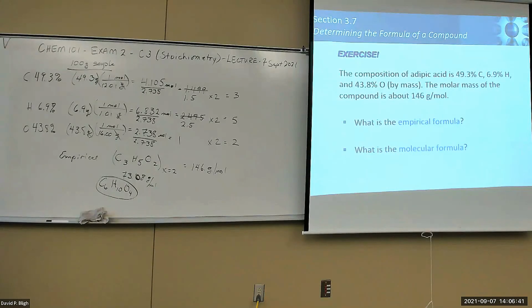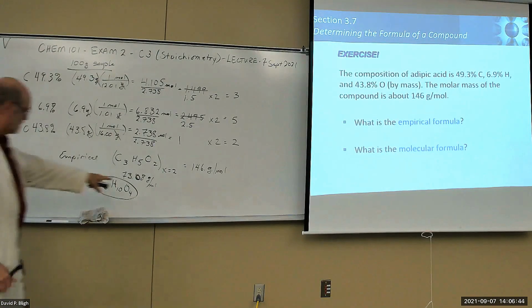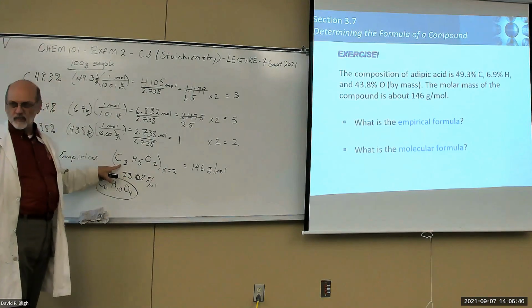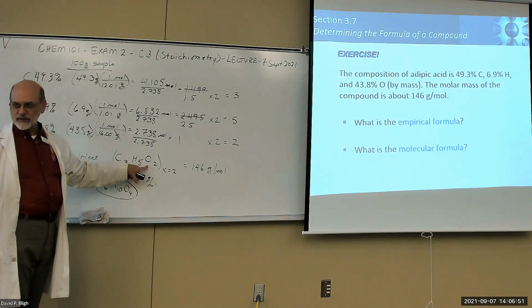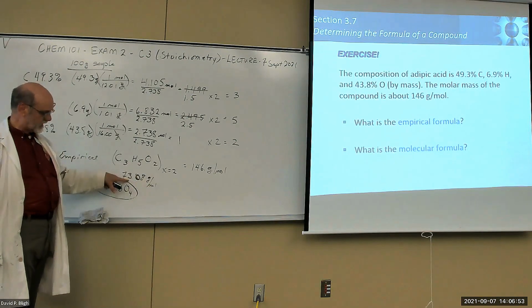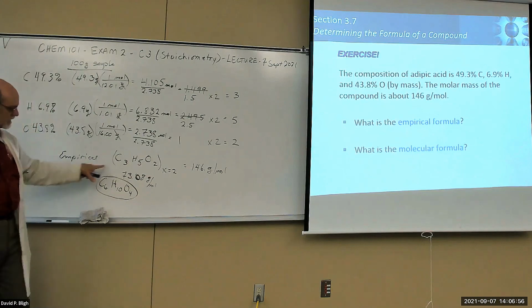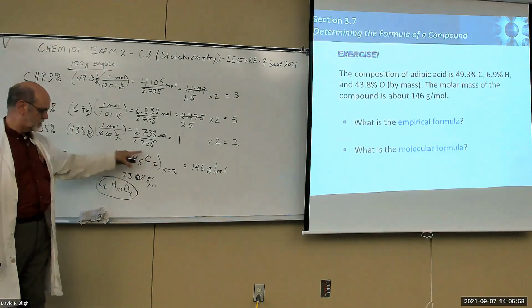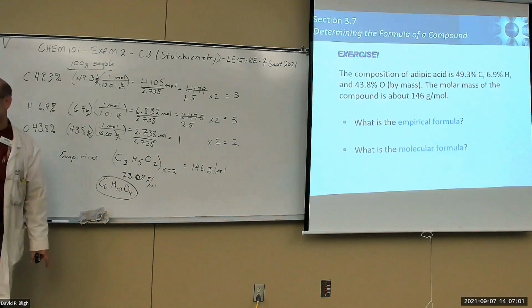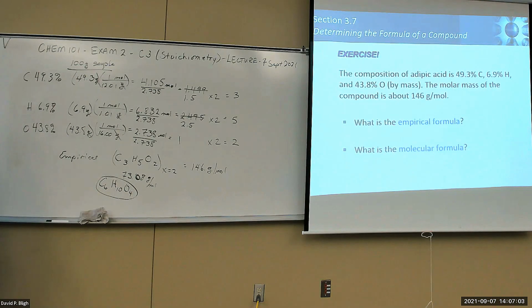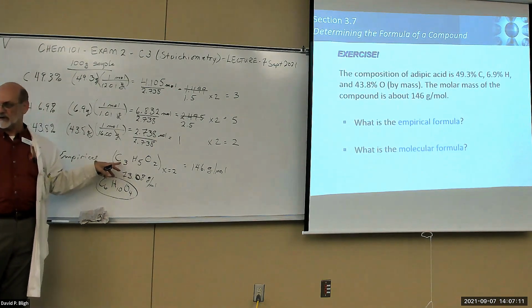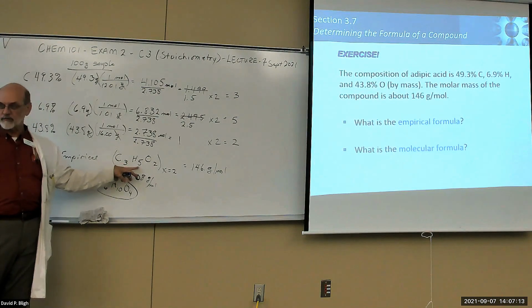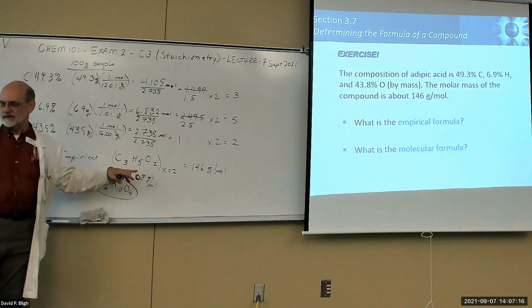Say again? This one? Yeah. 3 times 12.01 plus 5 times 1.01 plus 2 times 16. That will give you the empirical weight of this formula. Okay. I'm sorry, I went through that fast because I was doing these in my head. 3 times 12.01 is 36.03, 5.05, 32. But that's where it came from.